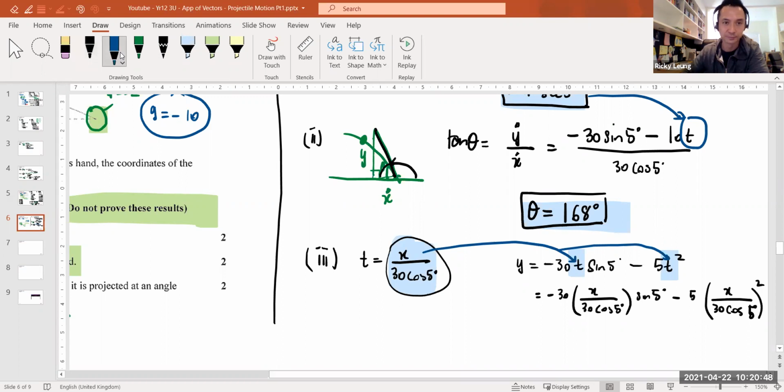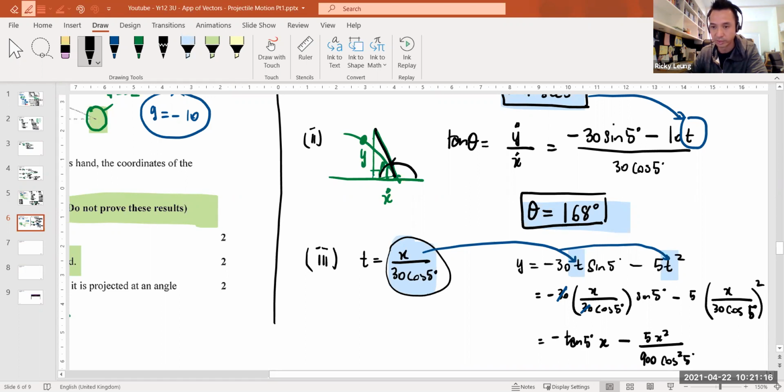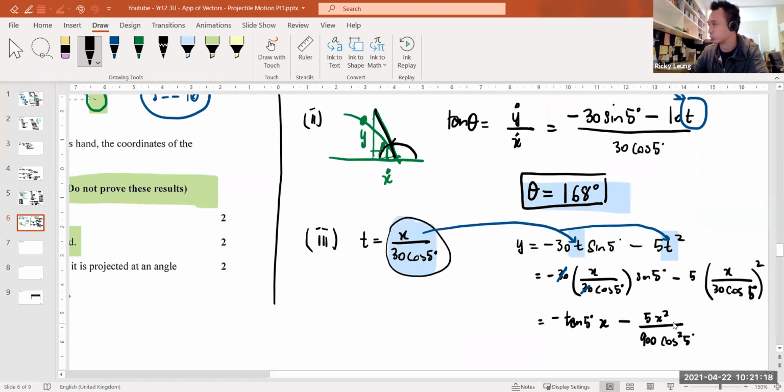So in this case, 30 goes away. That becomes tan, right? Let's clean this up. That equals negative tan 5 degrees x. So that's my tan value. Normally I have that at the back. Same thing here. So this one here, minus 5x squared all over 30, I think it's 900 cos squared 5 degrees. Now I don't really need to do much more than that.